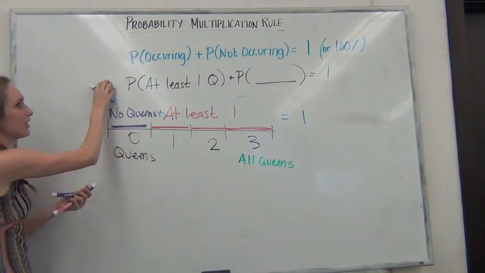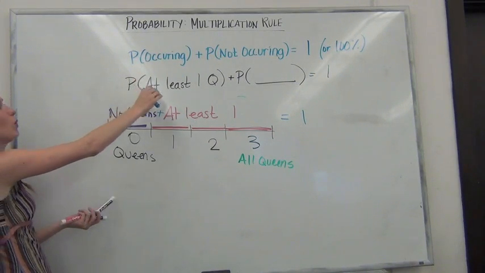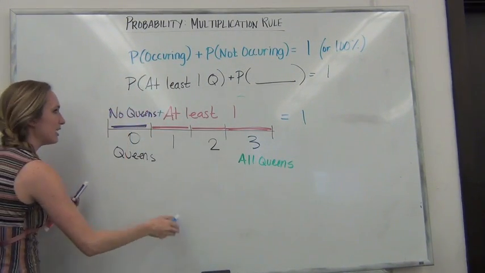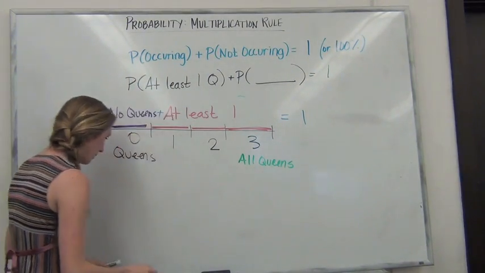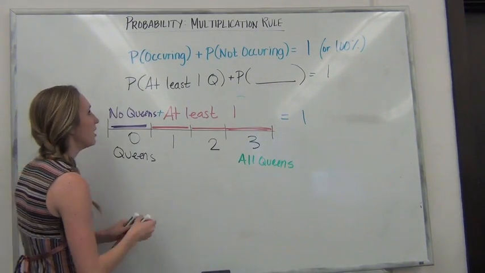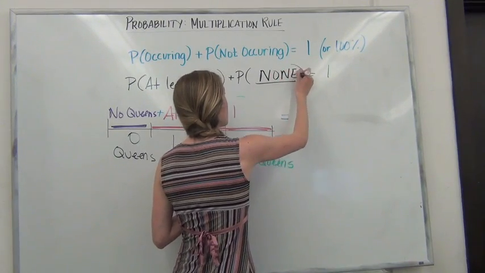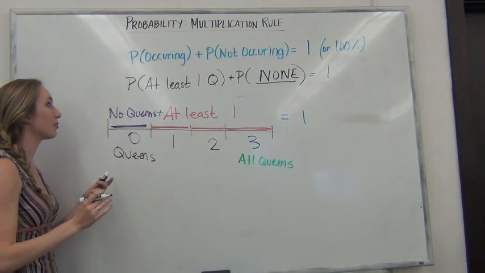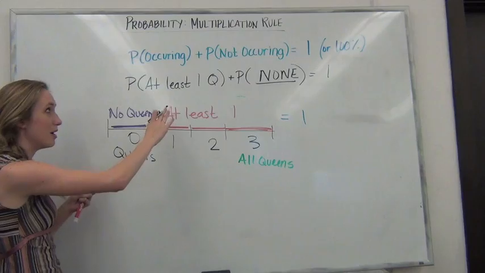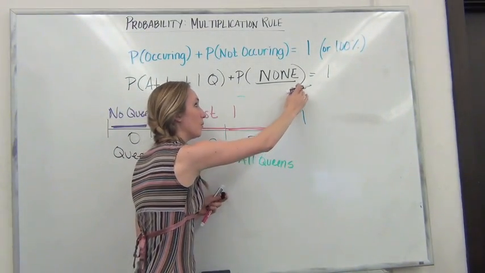So let's fill in the blank on this rule then. The probability of getting at least 1 plus what equals 100%? Equals 1. None. 1 plus none. The probability of getting none. Not getting a single one. So this is a golden rule that we're going to carry with us now. The probability of getting at least 1 plus the probability of getting none equals 1.